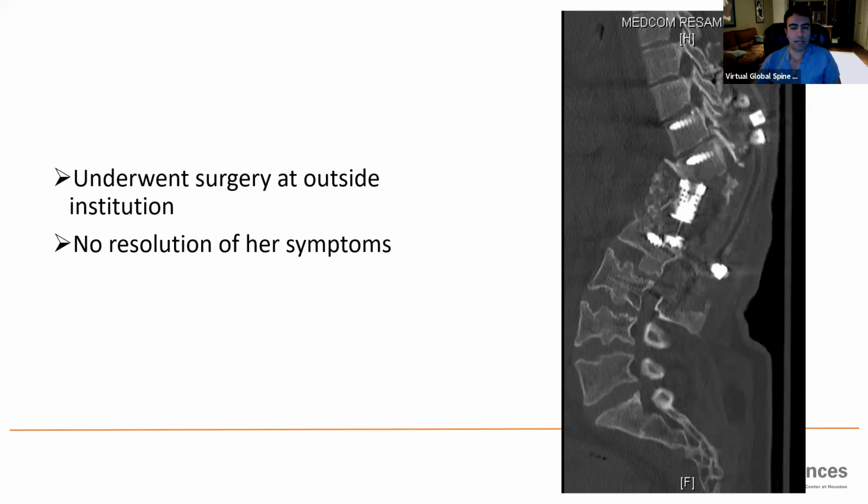Remove the posterior hardware, and I would just do an all posterior approach. Well, you take the cage out laterally though? Yeah. Okay. I mean, you could take it out posteriorly. I think it's just extremely difficult. Yeah. Nader, what would you do?